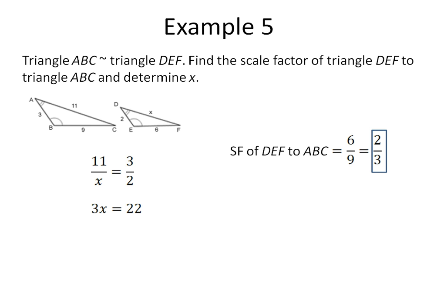Okay, so we set up a proportion to say 11 over x is equal to 3 over 2. So 3x is equal to 22. Okay, so x is equal to 22 divided by 3. That would be the length of DF.